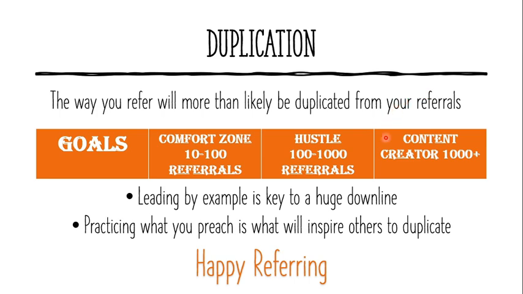By me creating content and recommending to create content, I am going to get more people creating content underneath me than a hustler will. The reason being is because the hustler is preaching create content, but they're hustling. And leading by example is key. Same with the comfort zone. If I'm in a comfort zone, I can't expect anybody else to create content or hustle. So don't expect what you wouldn't do yourself.